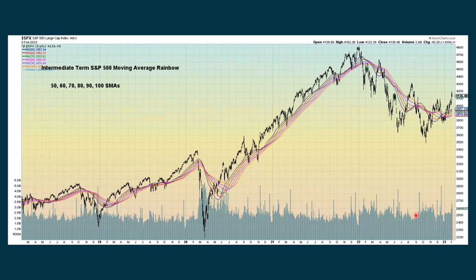Here's an intermediate term rainbow showing 50 period through 100 period moving averages. This moves a little slower than the short term rainbow, but we're looking for pretty much the same thing. Are these moving averages smoothed out, or are they jumping all over the place? Because the market was so jumpy in 2022, I didn't use these charts an awful lot. I would rely on them heavily when we were going up back in 2020 and into 2021.